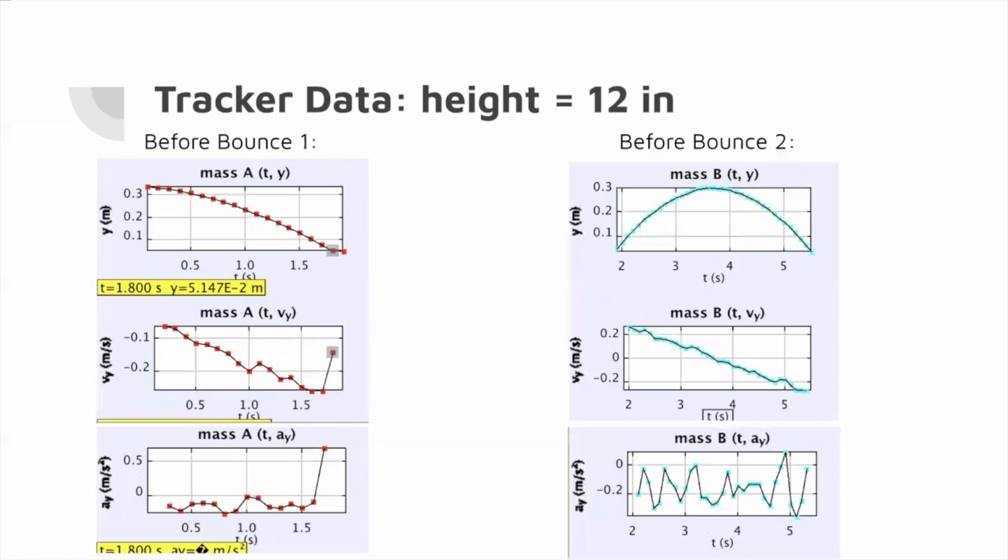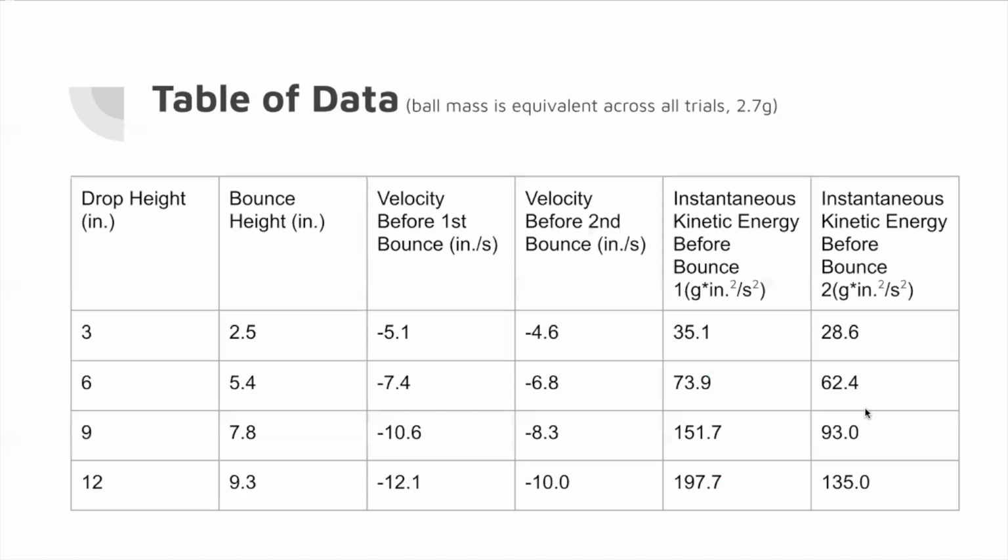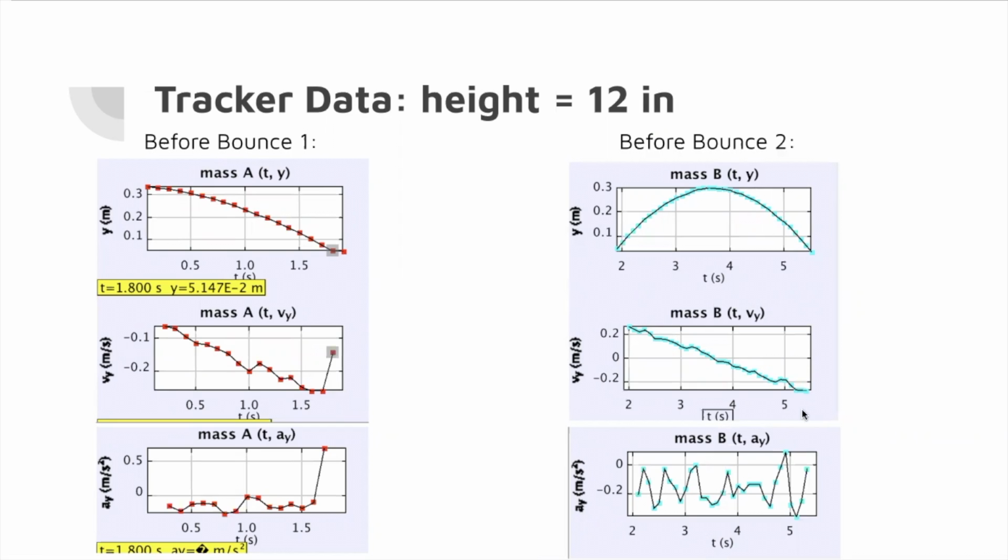The position and velocity graphs look as expected, with the position graph being half a parabola before bounce 1 and a whole parabola before bounce 2. And then the velocity graph for both is a line with a negative slope. The acceleration graphs look pretty funky, but if you take a line of best fit, you would see the expected horizontal line there. As the height of the ball increases, so does the y component of position and velocity, but the acceleration graphs stay approximately the same.